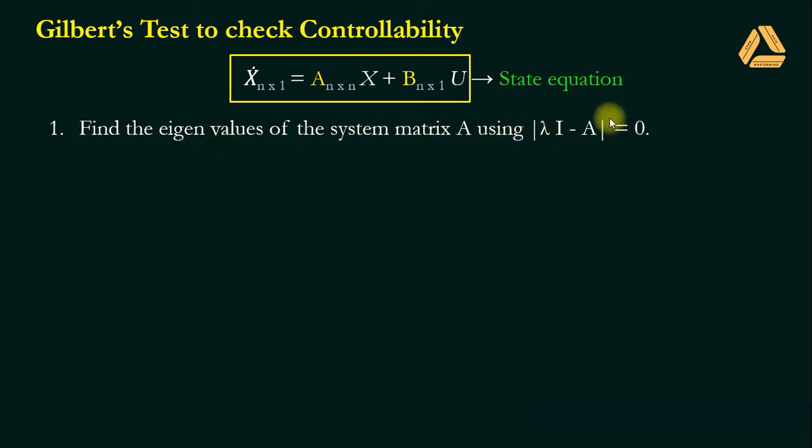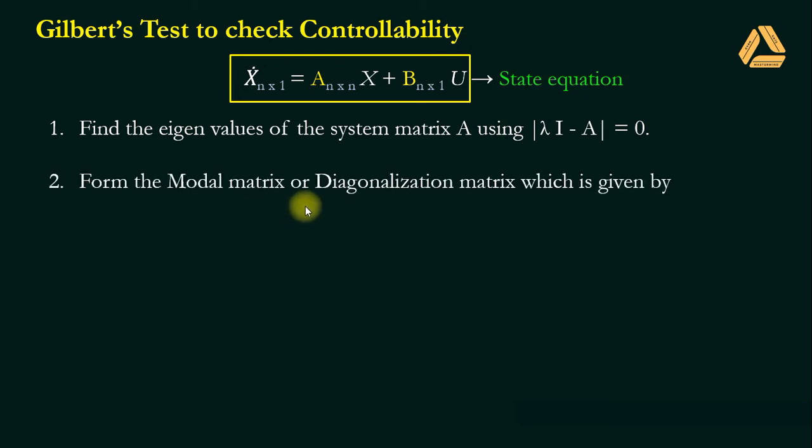That is the determinant of lambda I minus A equal to 0. I is the identity matrix, lambda is the eigenvalues, and lambda I minus A is taken as a modulus. You can also write it as A minus lambda I, whatever it is. By equating to 0, you will get an algebraic equation, and if you solve that, you will get the roots of that equation.